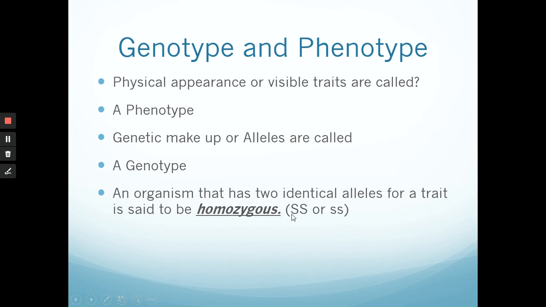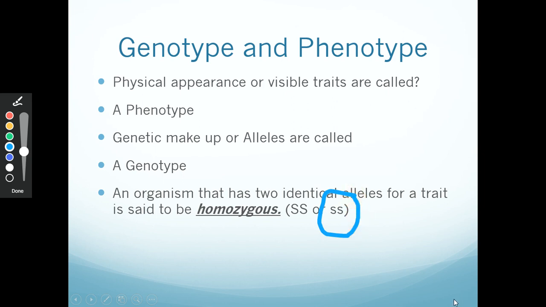So again, like I just said, an organism that has two identical alleles for a trait is said to be homozygous. We know homo means same. This would be homozygous dominant, two dominant forms of the allele. These are also the same. This would be homozygous recessive. This is the only way that a recessive trait shows up, is to have two of the recessive alleles. That's homozygous.